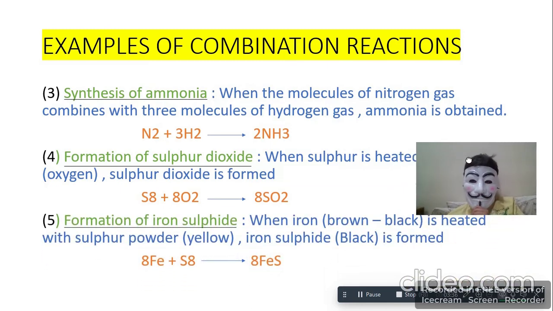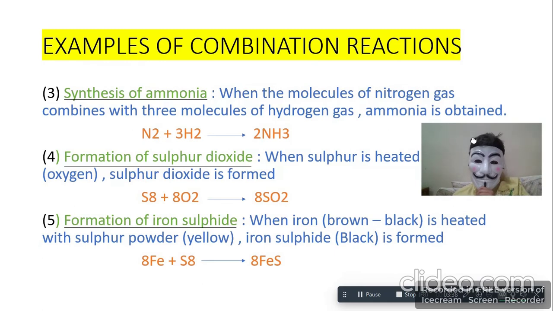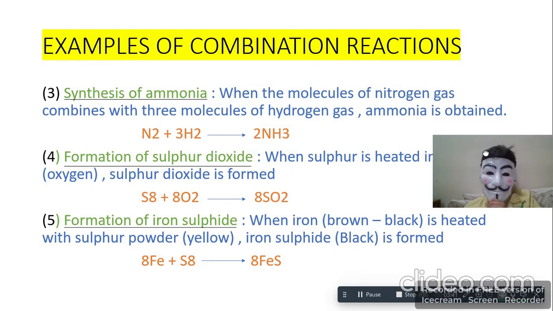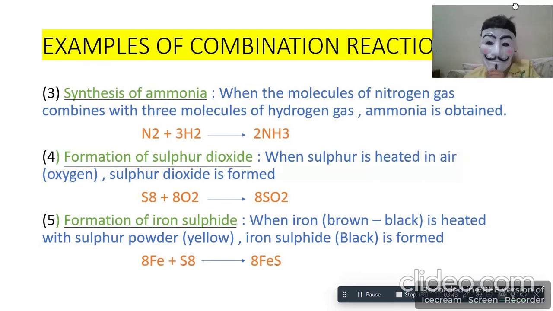Formation of iron sulfide. So when iron, brown black, is heated with sulfur powder, yellow, iron sulfide, black, is formed. So iron is of brown or black color mostly, and is heated with sulfur powder, which is actually yellow. Then iron sulfide black is formed. 8Fe plus S8, which will give rise to 8FeS.